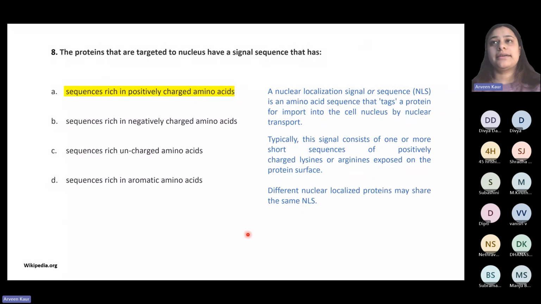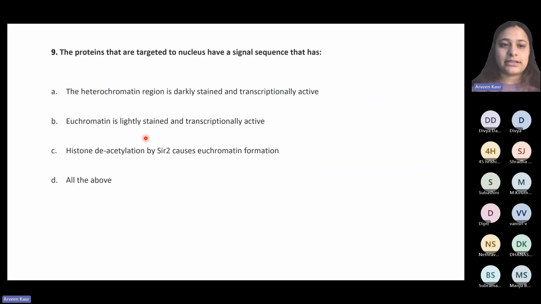Also, it is not important that it will be presented towards the N terminal or the C terminal or in between the protein. Ideally, it could be present anywhere, right? Wherever the importin can actually recognize it, right? So in a secondary structure, it should be recognizable or accessible to the importer, but it can be present at any place in the protein that has to be targeted inside.